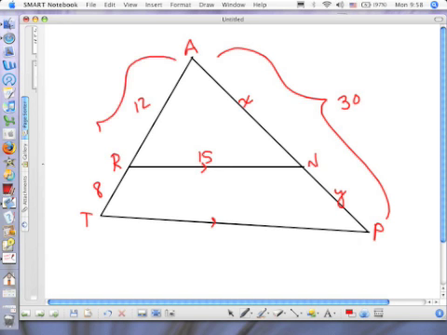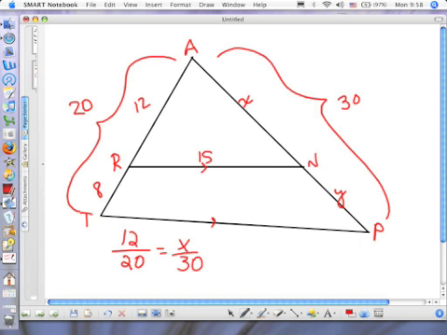Remember, this whole thing was 20. If I'm looking for X, I can't say X over Y because that's too many unknowns. On this side, I have X and I know 30, correct? So if I say X over 30 is equal to something from the other side, what does it have to be? 12 over 20. Because the top portion over the whole thing is equal to the top portion over the whole thing. So my proportion is 12 over 20 equals X over 30.